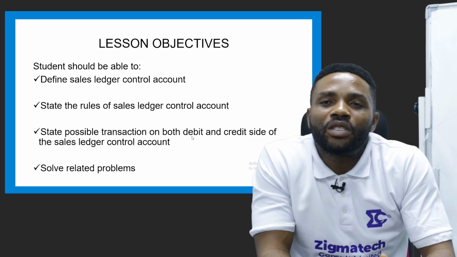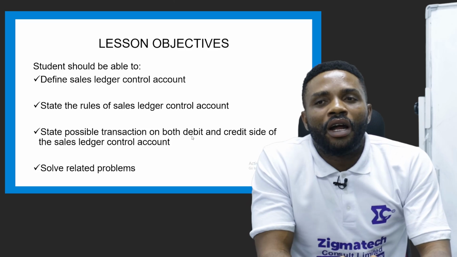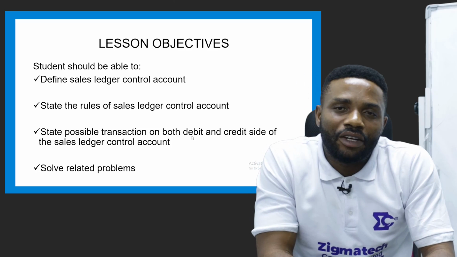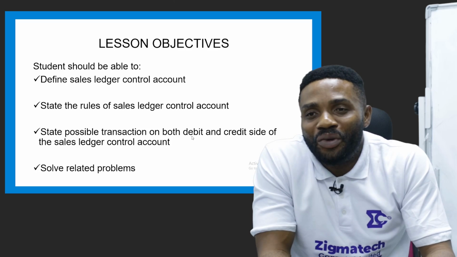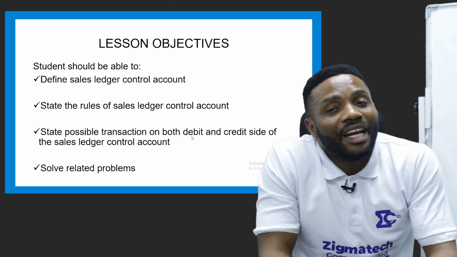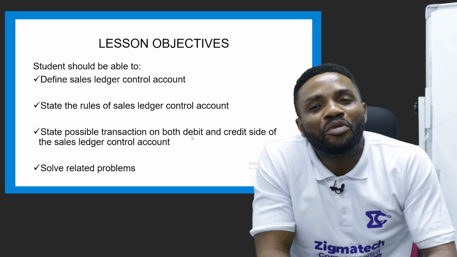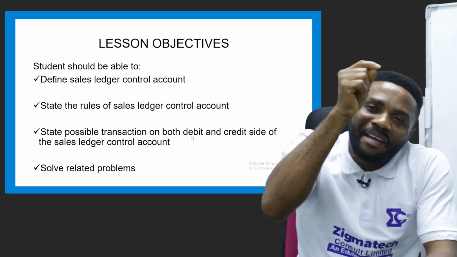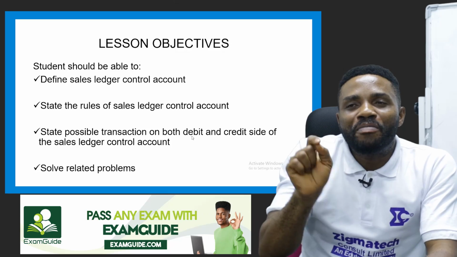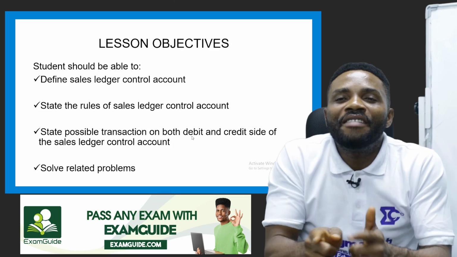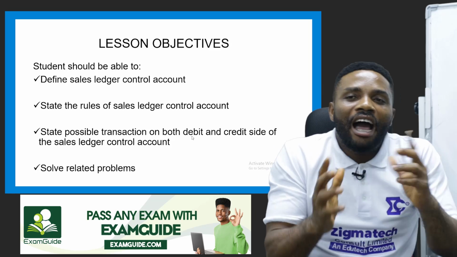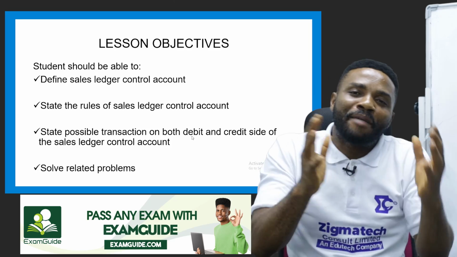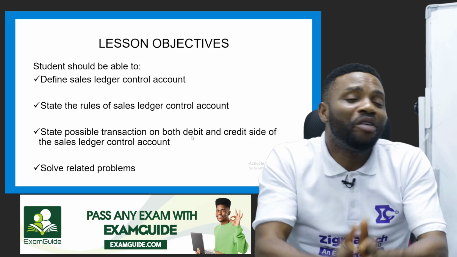Number three, we are going to state possible transactions on both the debit and the credit side of the sales ledger control account. I know that the challenge of students when they want to prepare accounts is that they will be asking, please sir, what and what should be on the debit side? What and what will be on the credit side? What if the examiner decides to do this? How do I now know what should be debited and what should be credited? And that's what we are going to look at.